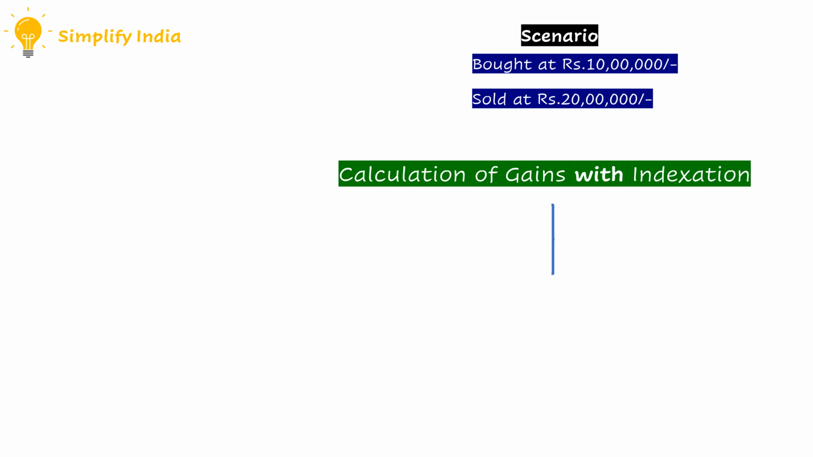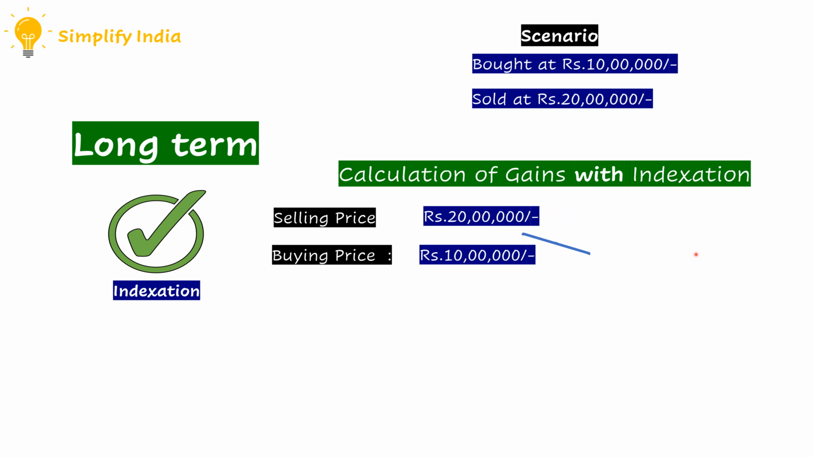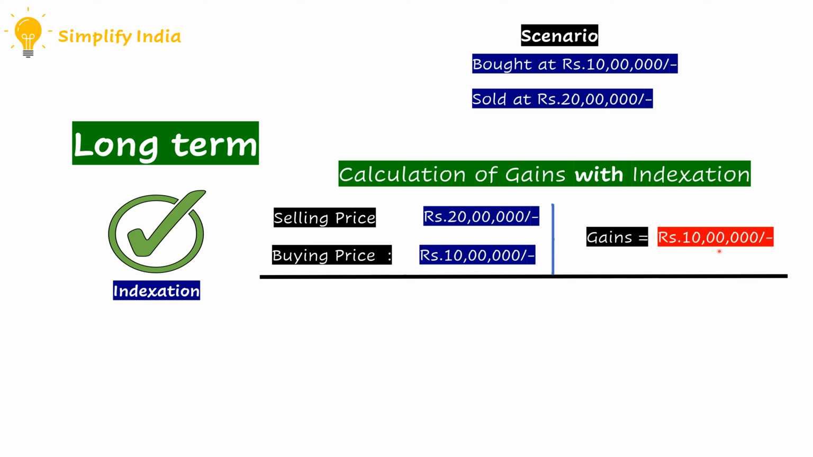Similarly, let us calculate the same for long-term capital asset with indexation. For a similar example, that is rupees 20 lakh minus rupees 10 lakh, we are going to get the gain of rupees 10 lakh. Here, unlike the short-term capital asset where we are going to pay the tax on the entire sum of rupees 10 lakh, here it is not so, as it is a long-term capital asset we are going to get the indexation benefit.